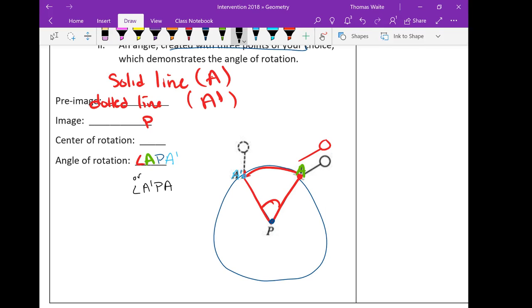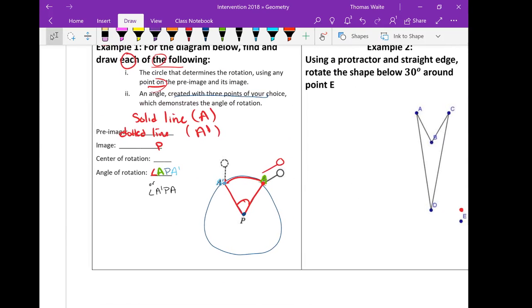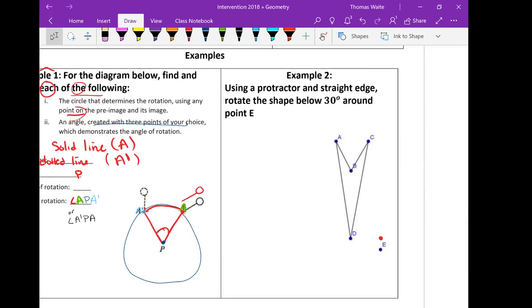All right, so that's kind of what we need to be able to do here. We need to be able to draw a circle using a point and the center. And then once we have that circle, pick out one angle that represents how far our image rotated. Right. So that's what we need to do for that type of problem.